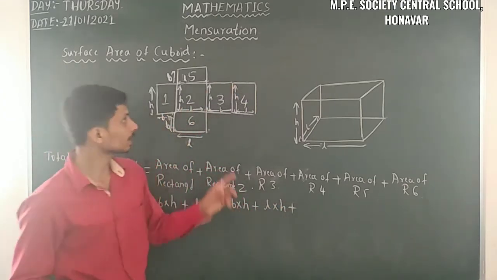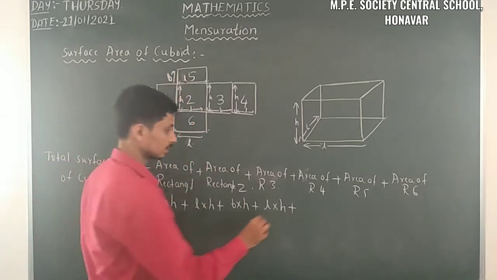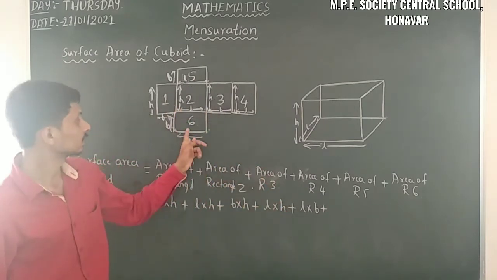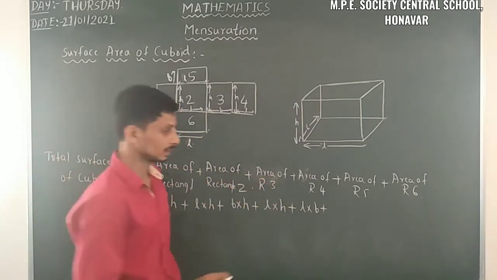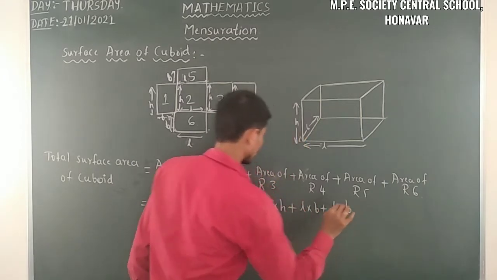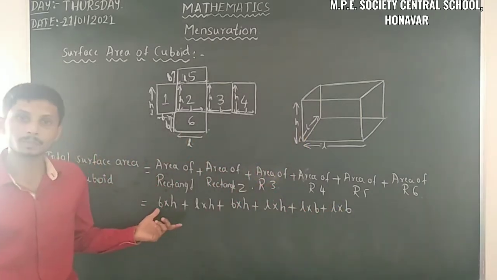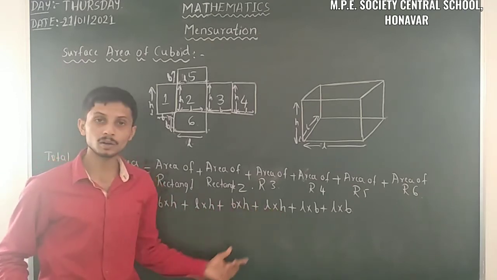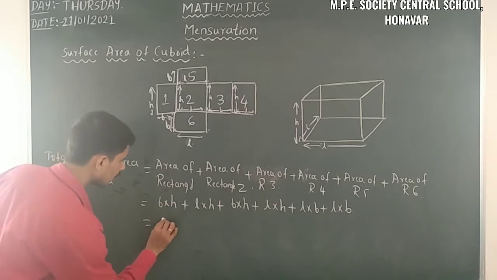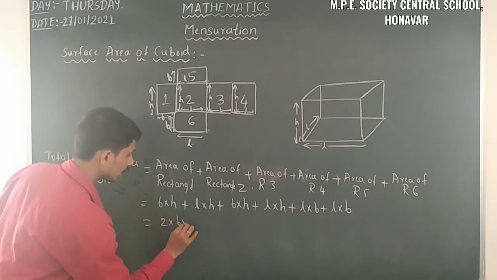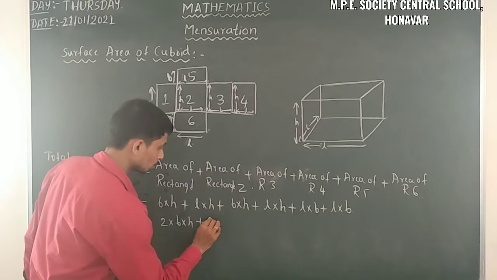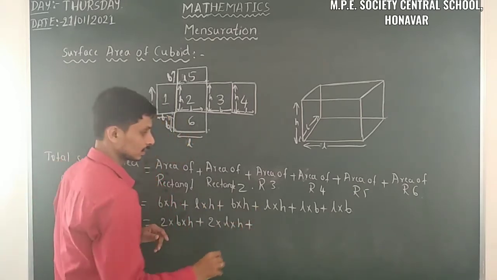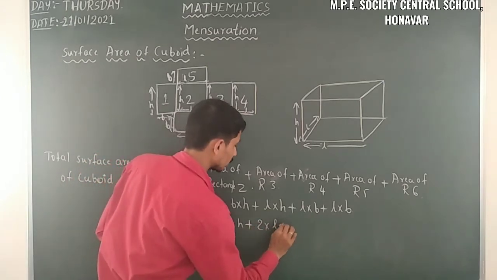Plus area of rectangle 5, it is L into B. Plus area of rectangle 6, here we have L into B. Here just observe there are 2 times some of the terms appearing. B into H 2 times we have, L into H 2 times we have, L into B 2 times we have. That's why I will take 2 into B into H plus 2 into L into H, also 2 times we have L into H, plus 2 into L into B.